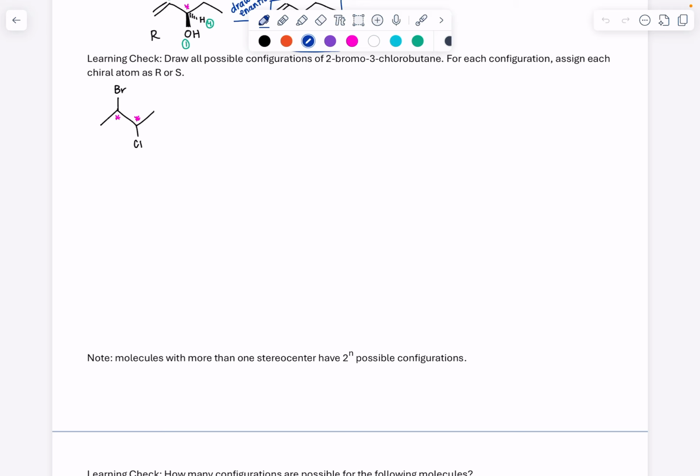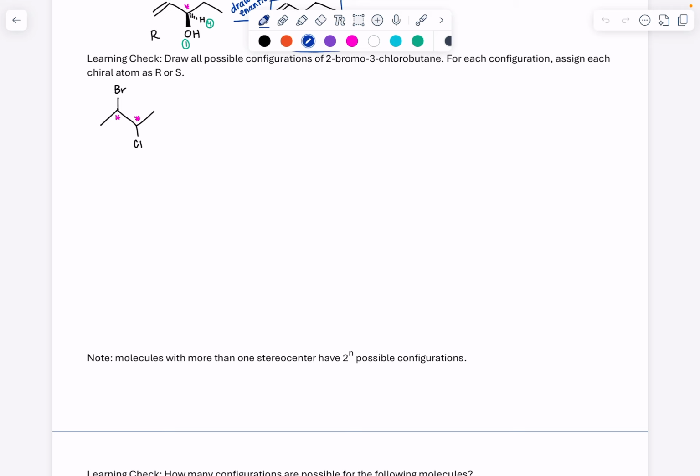So the first step is just drawing out that molecule. You can ignore wedges and dashes initially. We just want to be able to identify where chiral atoms are. So I've got the molecule drawn, and I see that there are 2 chiral atoms. Each of those starred carbons are bonded to 4 different groups.